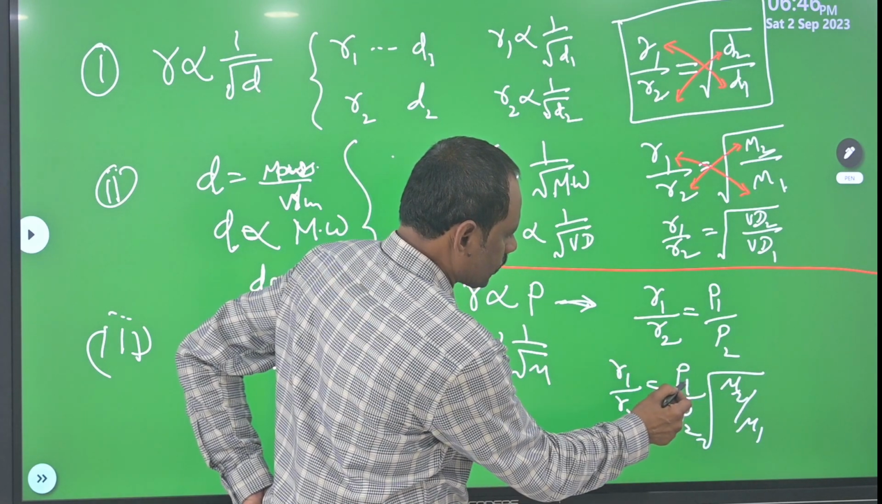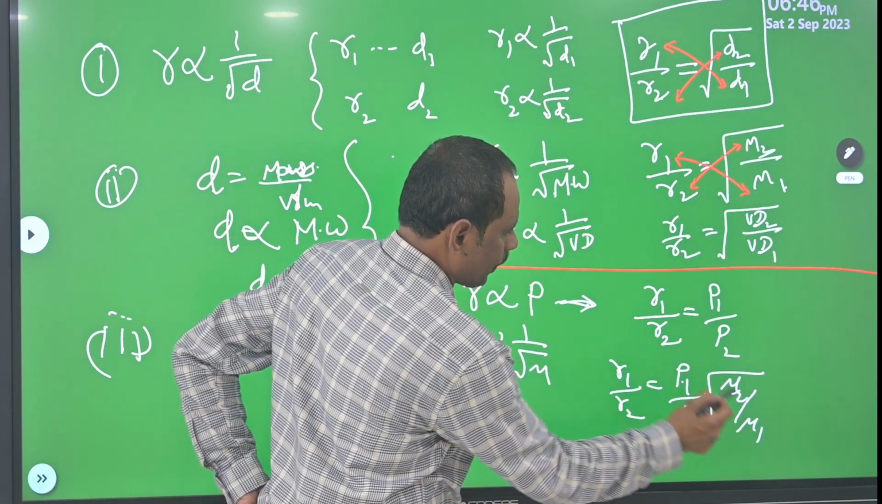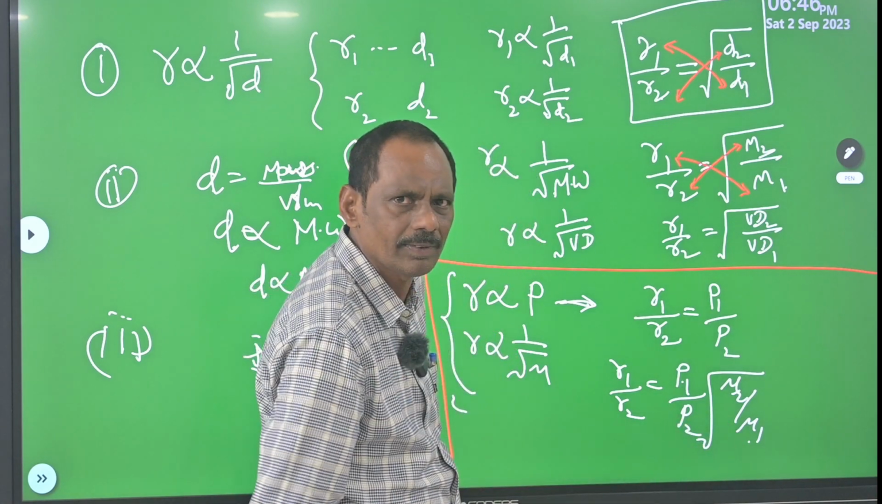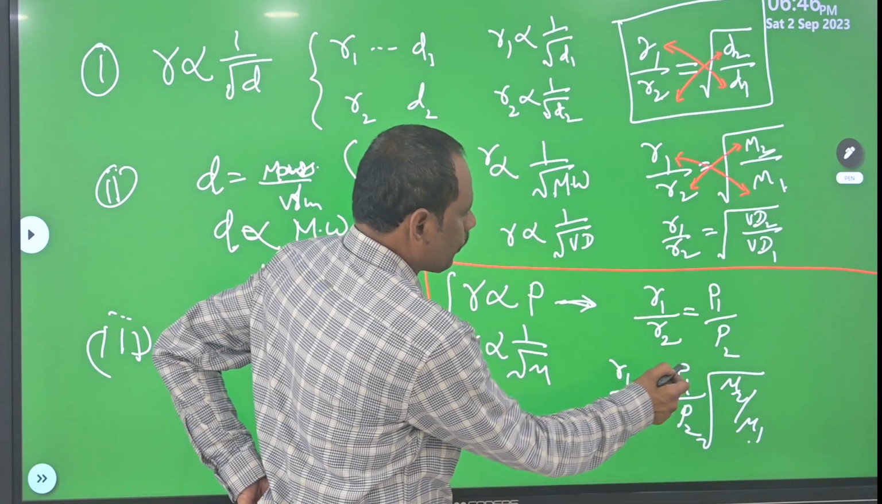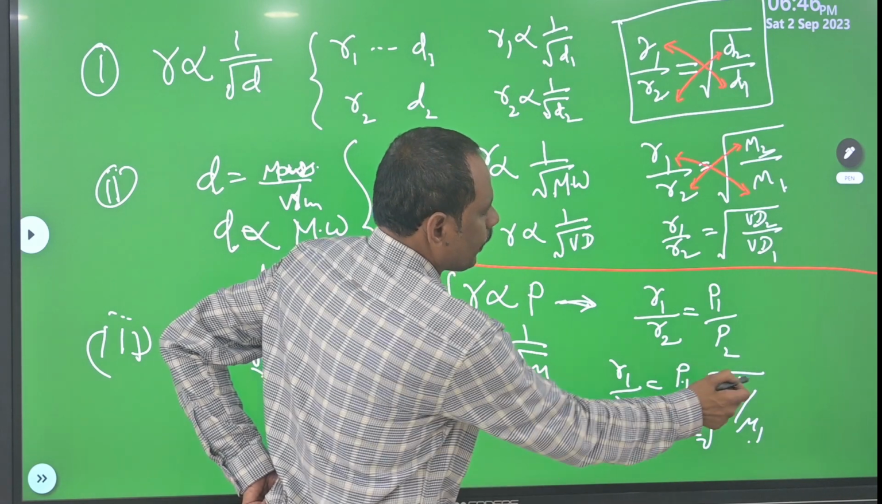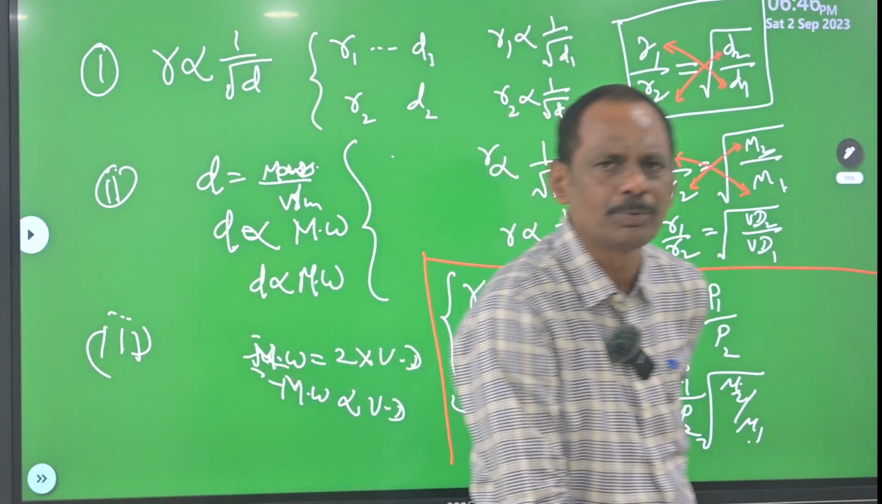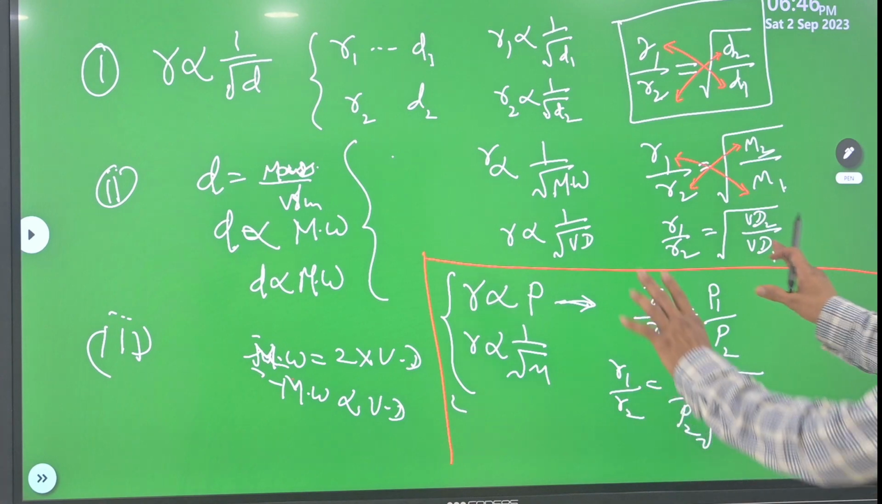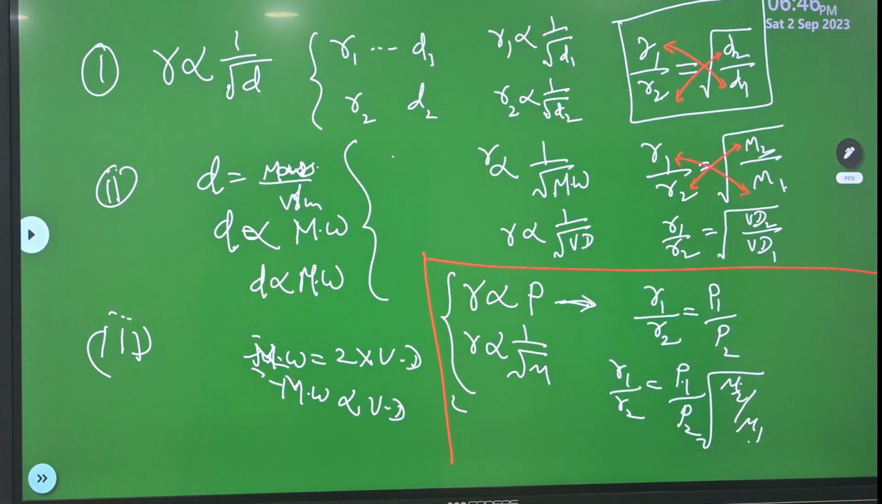R1 is directly proportional to P1. R1 is inversely proportional to root M1. R2 is directly proportional to P2. R2 is inversely proportional to the square root of its molecular weight M2. It is another important one, that is the fourth relation.